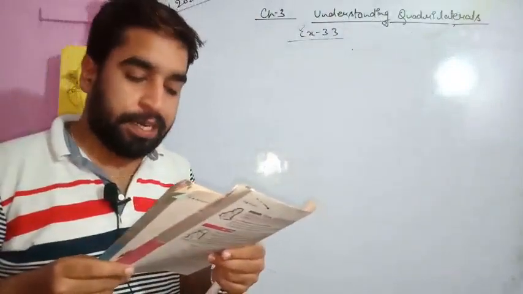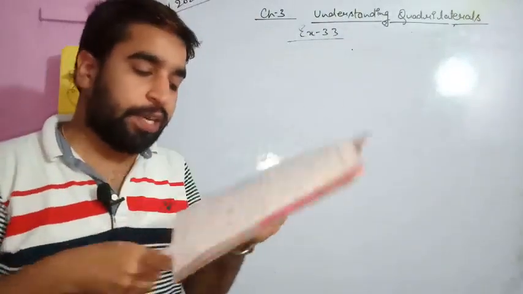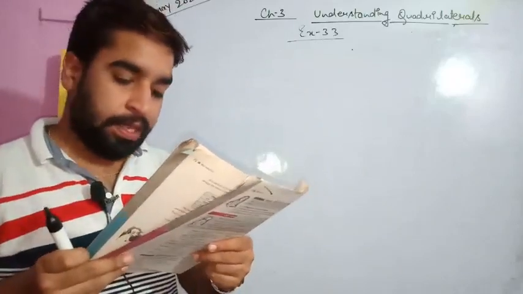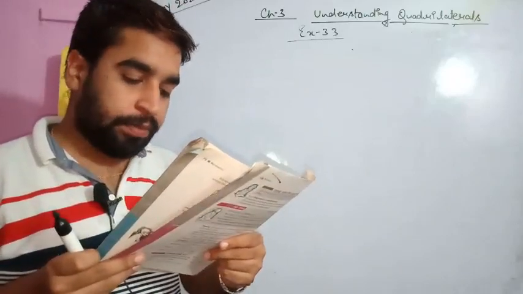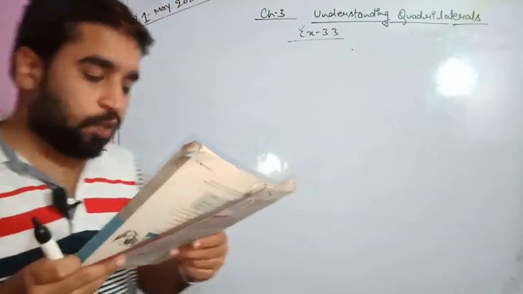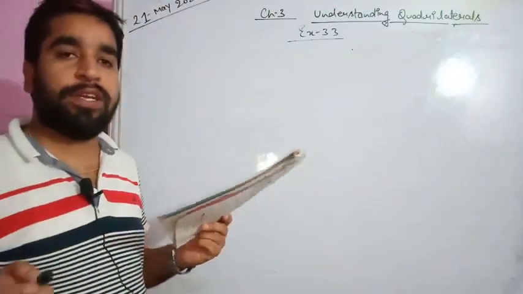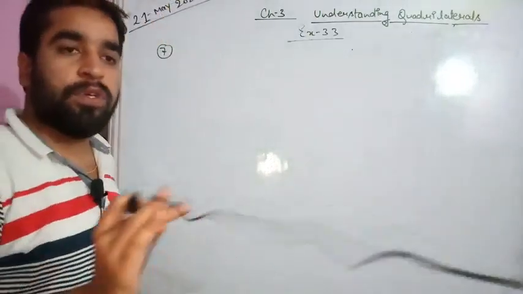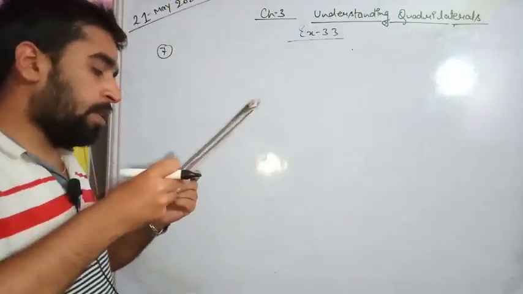Chapter number 3 was going on, understanding quadrilaterals, and exercise 3.3 was going on. Until question number 6 we have solved. So, question number 7 we are going to solve in today's lecture. Question number 7. So, students, let us draw the figure.